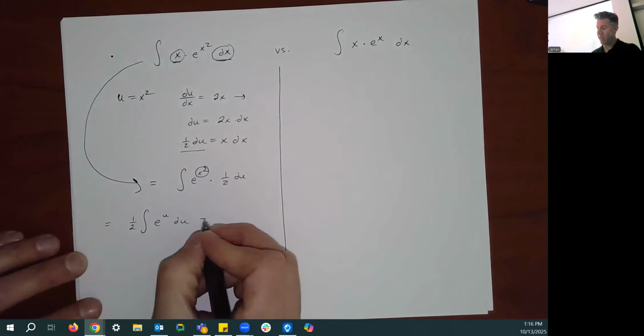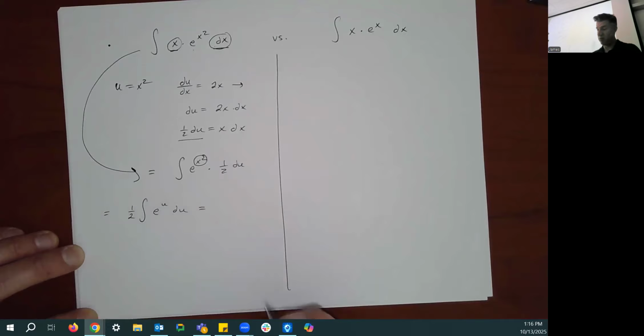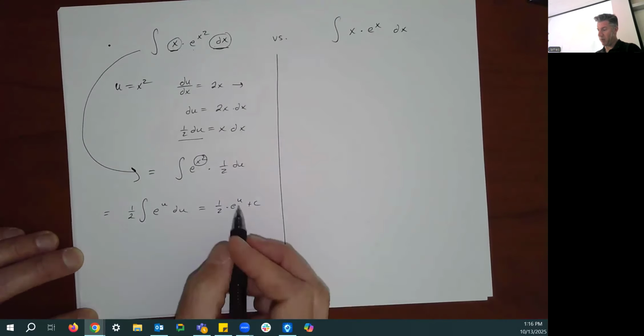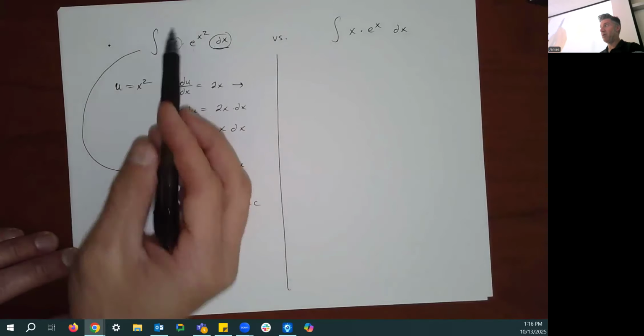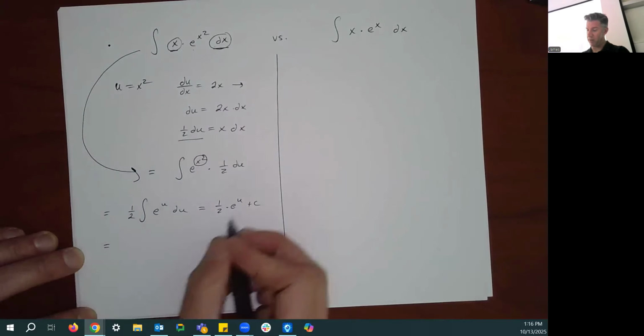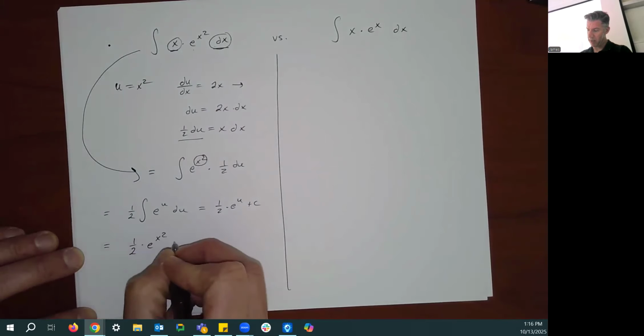This one always feels kind of anticlimactic because when we anti-differentiate e to the u, we just get e to the u. So we get 1/2 times e to the u plus c. And then we plug back in because we started with an indefinite integral, meaning our answer better be a function and it better have the same variable that we started with. So we have to end with x's if we started with x's. We get 1/2 times e to the x squared plus c.